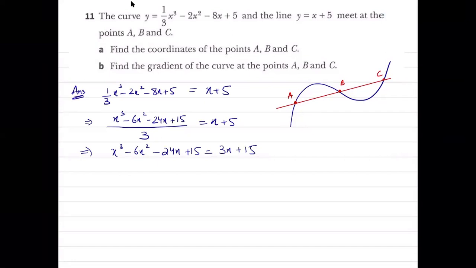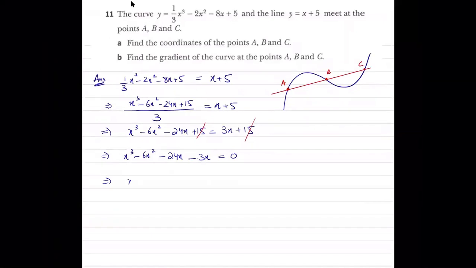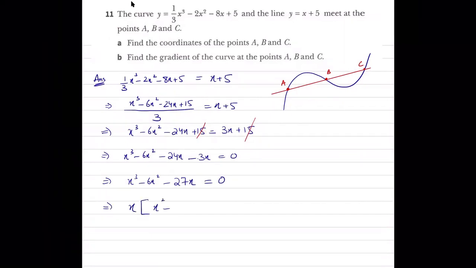Now, luckily, 15 and 15 are going to cancel out. So x cubed minus 6x squared minus 24x minus 3x is equal to 0. That is x cubed minus 6x squared minus 27x equal to 0. What is the next step that comes to your mind? Taking x common. Exactly. Since the constant term has been eliminated, I can simplify the equation by taking x common. So this is going to result in x squared minus 6x minus 27 equals 0.